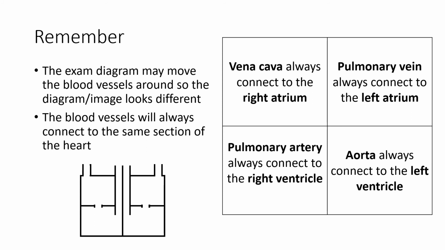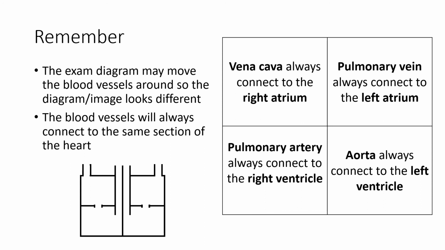Once you find the bit of the heart that it connects to, you should be able to use the diagram, the little box that you've drawn and labeled up. You should be able to identify which tube it is. Remember, the vena cava attaches to the right atrium, but is the top left of the picture. The pulmonary vein connects to the left atrium, but it's actually the top right of the picture.